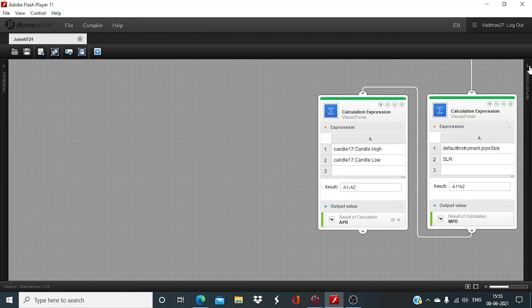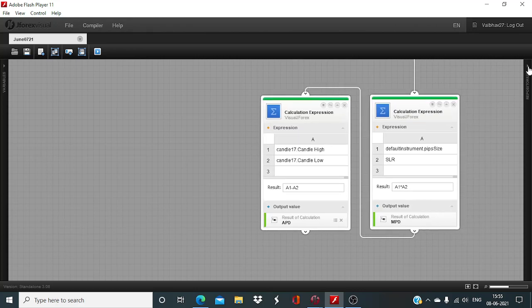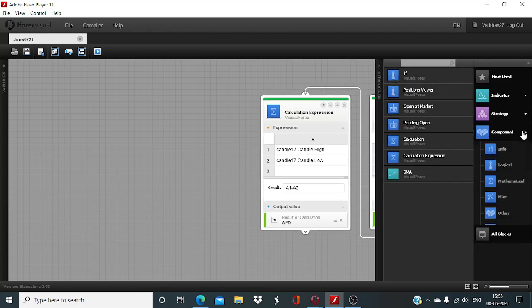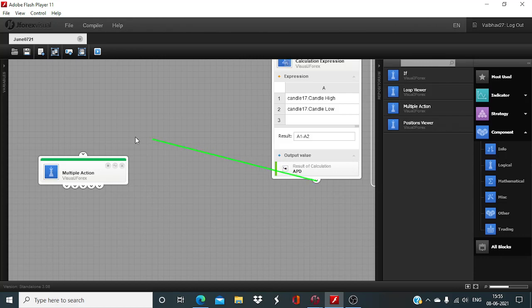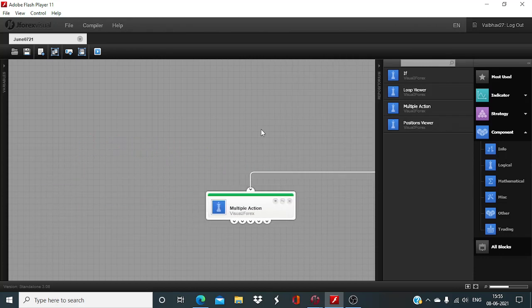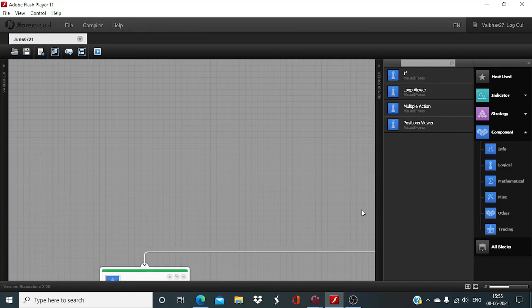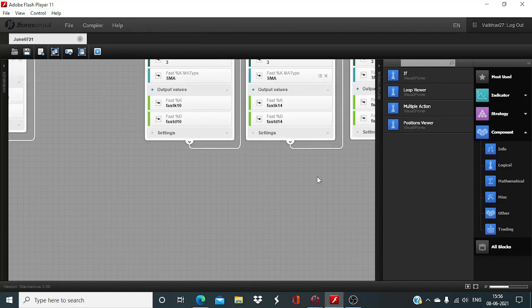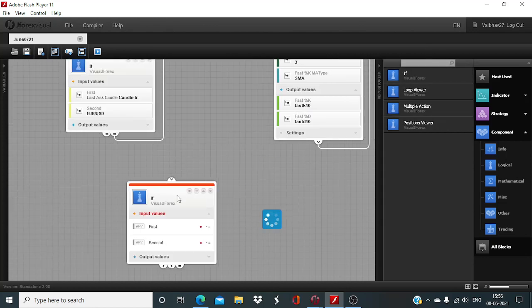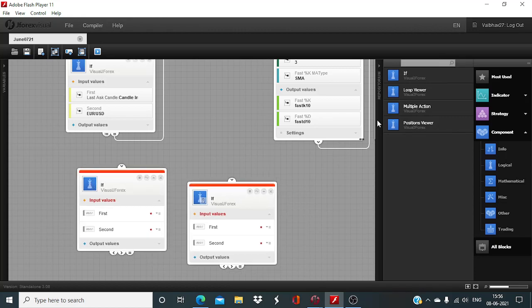After this, I will bring in the multiple action block, logical component. For the time being, we can join it. If we need to add further blocks, this can be disconnected and connected later on whenever the requirement arises. Now, using the if blocks, we will start checking the conditions for the execution of the trade.